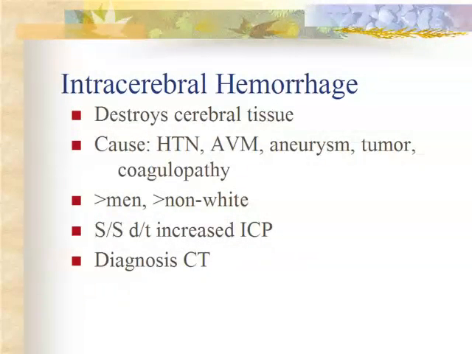Intracerebral hemorrhage destroys your cerebral tissue. Usual cause is hypertension, AV malformation, aneurysm, tumor, coagulopathy. Mortality: 35 to 50% within the first month, 50% within the first 48 hours. Tends to be more men, more non-whites. Symptoms are due to that increase in intracranial pressure, change in your level of consciousness, hypertension, blood pressures of 250 over 150. This is diagnosed by using a CT scan.